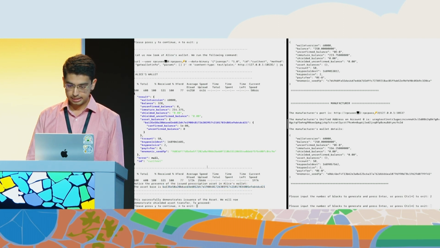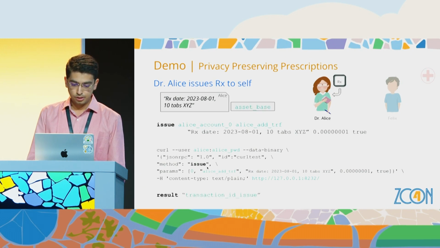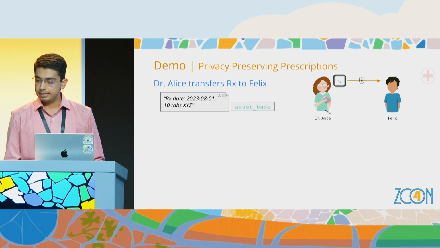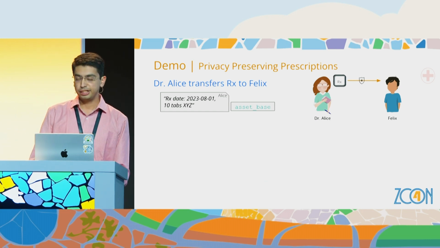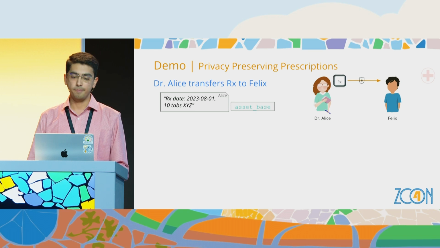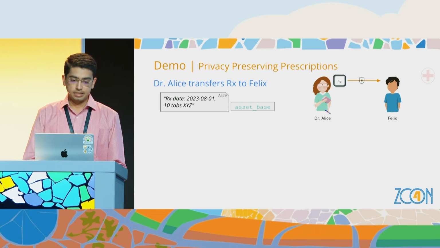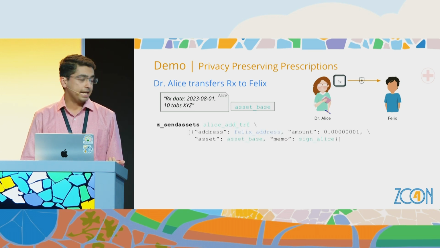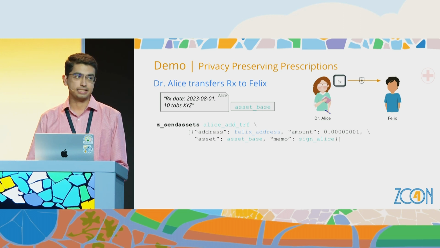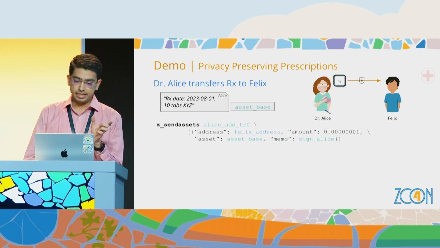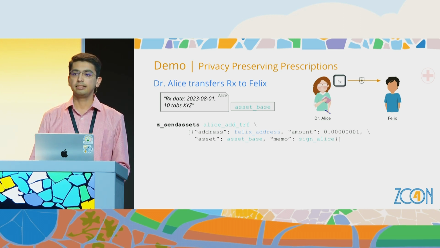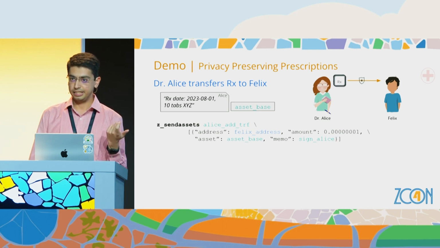Now the asset base is defined, and the next step is the shielded transfer. You transfer the prescription from Alice to Felix. This uses the send assets command that Alexey mentioned. It takes the transfer address of Alice, takes Felix's address, the same amount, and requires the asset base that I showed you earlier. And you have an optional memo field.